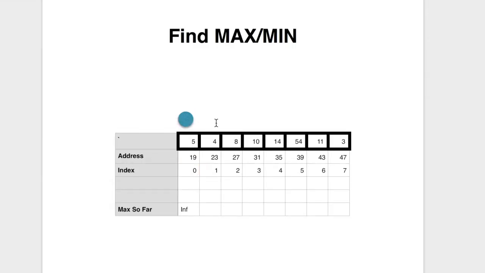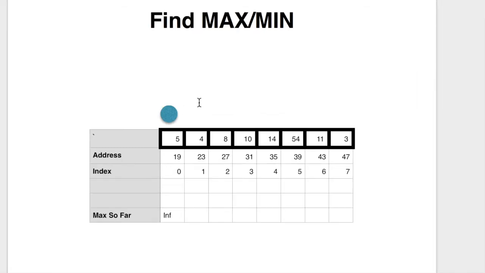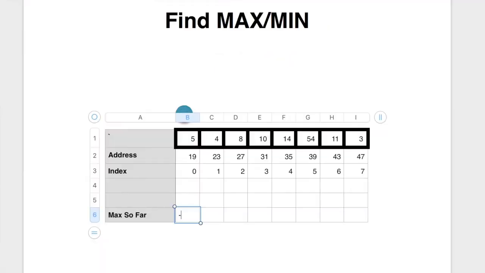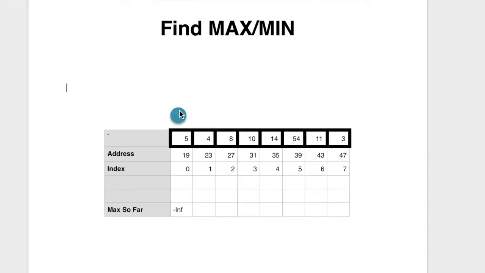Suppose we have been given a task to find the maximum element in an array, what will be our strategy? Our strategy would be to go to each of these elements and update our max so far if that max so far is less than the current element. Suppose I initialize my max so far with negative infinity. Now my iterator is at location number 0. I will see if the number is greater than max so far, which in this case it is, so I will update it.